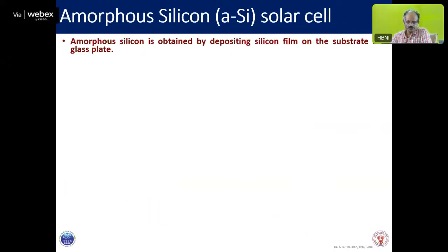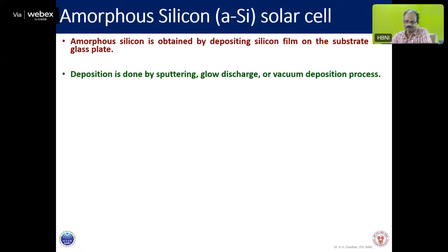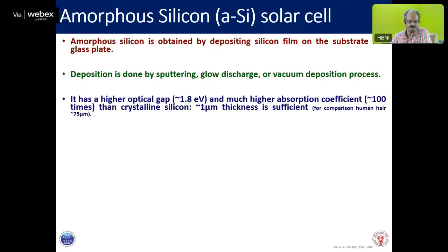So amorphous silicon is obtained by depositing silicon film on a substrate like glass plates. Deposition is done by sputtering, glow discharge or vacuum deposition process. It has a higher optical gap, nearly 1.8 electron volt, while in the case of crystalline silicon it was nearly 1.1, and a much higher absorption coefficient, nearly 100 times, as we saw in the earlier slide, than crystalline silicon.